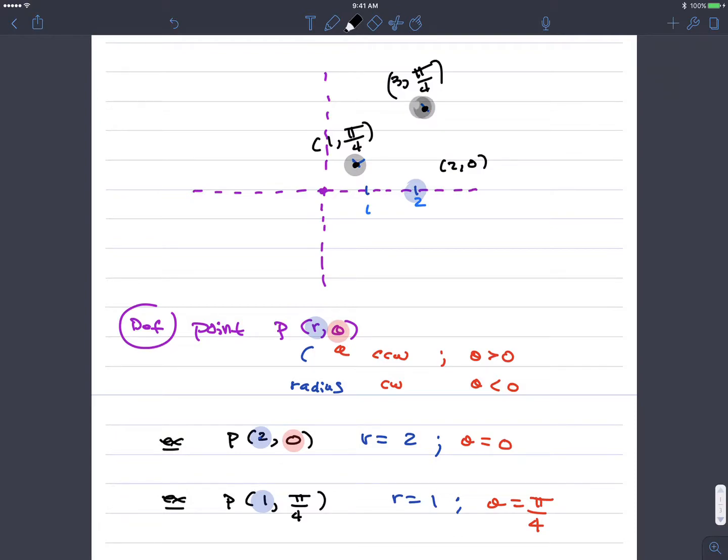You are looking at, now we have how many points here? 1, 2, 3 points. 2, 0, 1, pi over 4, and then 3 pi over 4. We're plotting in polar coordinates. Okay, you need a radius value, and you need an angle. All right, you guys okay with that?